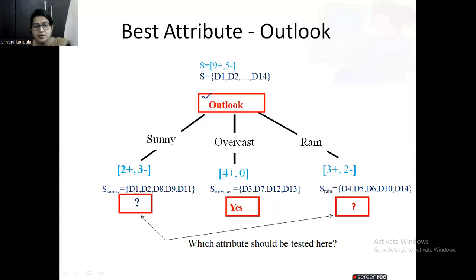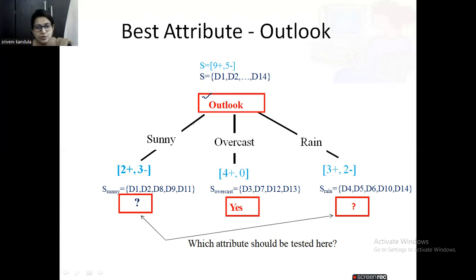And here I have mentioned the examples also. We have taken all the examples of the set S, from D1, D2, so on up to D14. In this, we have 9 positive and 5 negative examples. Here, each node is a test, right? So we have performed the test. What is the test that we perform? Calculating the value of information gain, and Outlook has got the maximum value. So this became the root node.